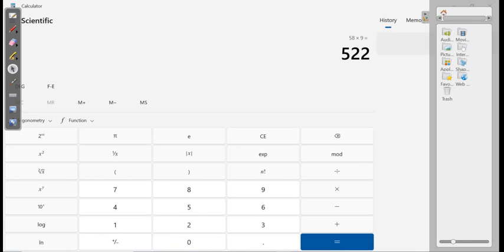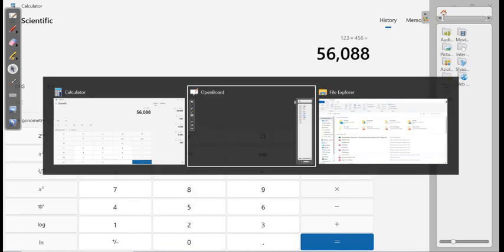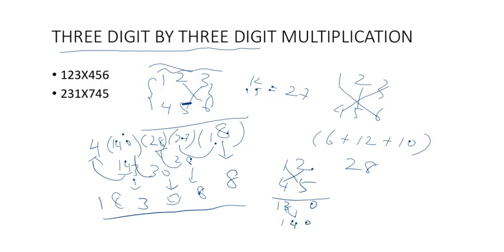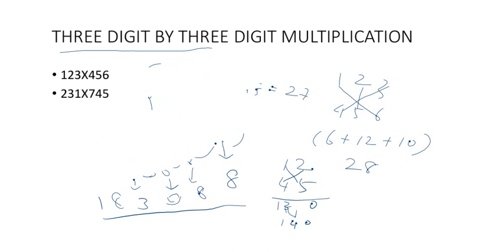Let me check whether we are obtaining the same result. 123 into 456. So the answer is 56088. I have made a mistake over here. What is the mistake? Let me do the same thing again and check.